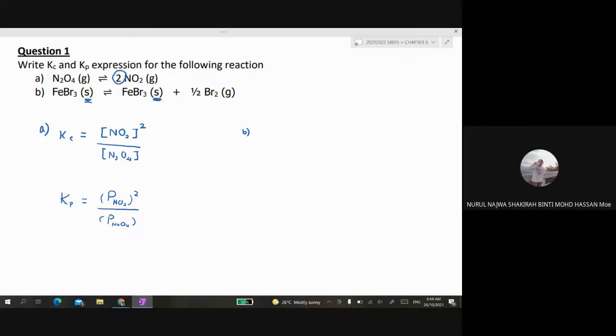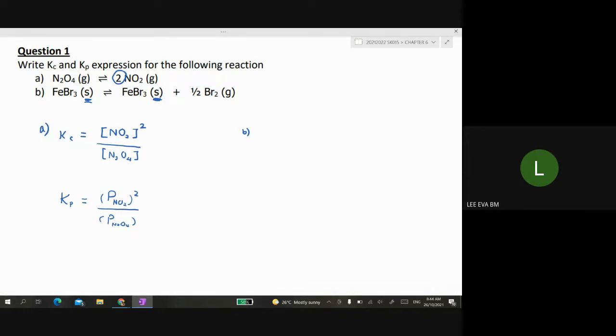Ada. Ada. Ada ke tak ada? Ada. Cuma dia constant. Okay, ada concentration ya, bukan tak ada. Dia ada concentrations tapi dia constant.